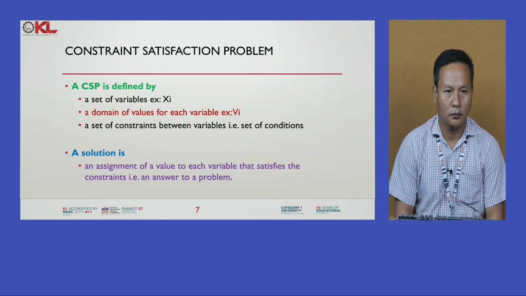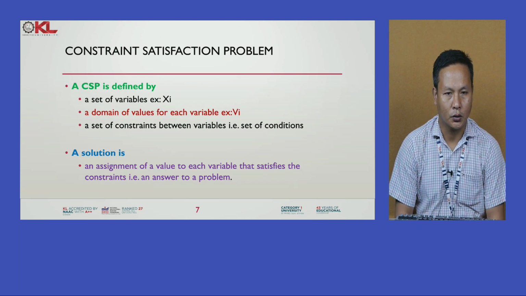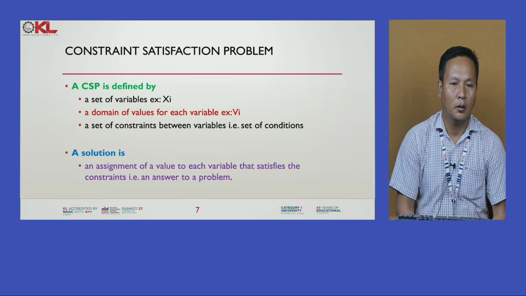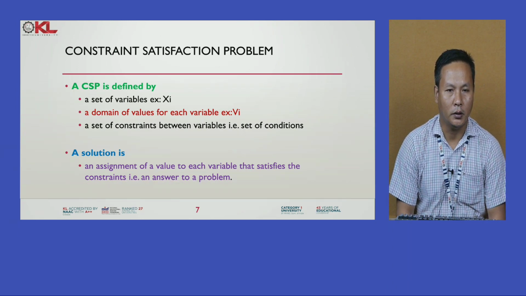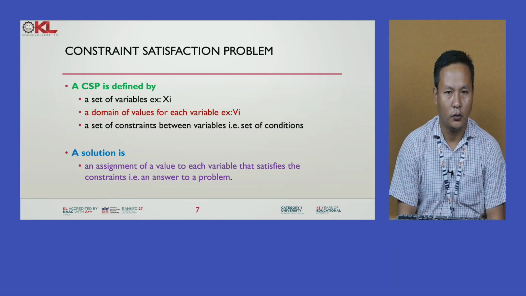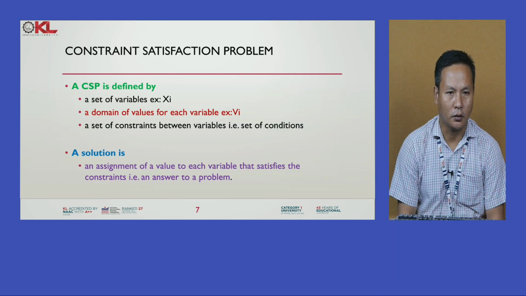Constraint satisfaction problem. A constraint satisfaction problem can be given a formal definition with a set of variables xi, where a variable is a container which can store any value. A domain of values for the variable is di. The probable set of values which can be stored in any of the variables is called the domain. We will understand all these topics in the next examples. The third is the set of constraints between the variables, or a set of conditions. All these three parameters give the formal definition of the constraint satisfaction problem.